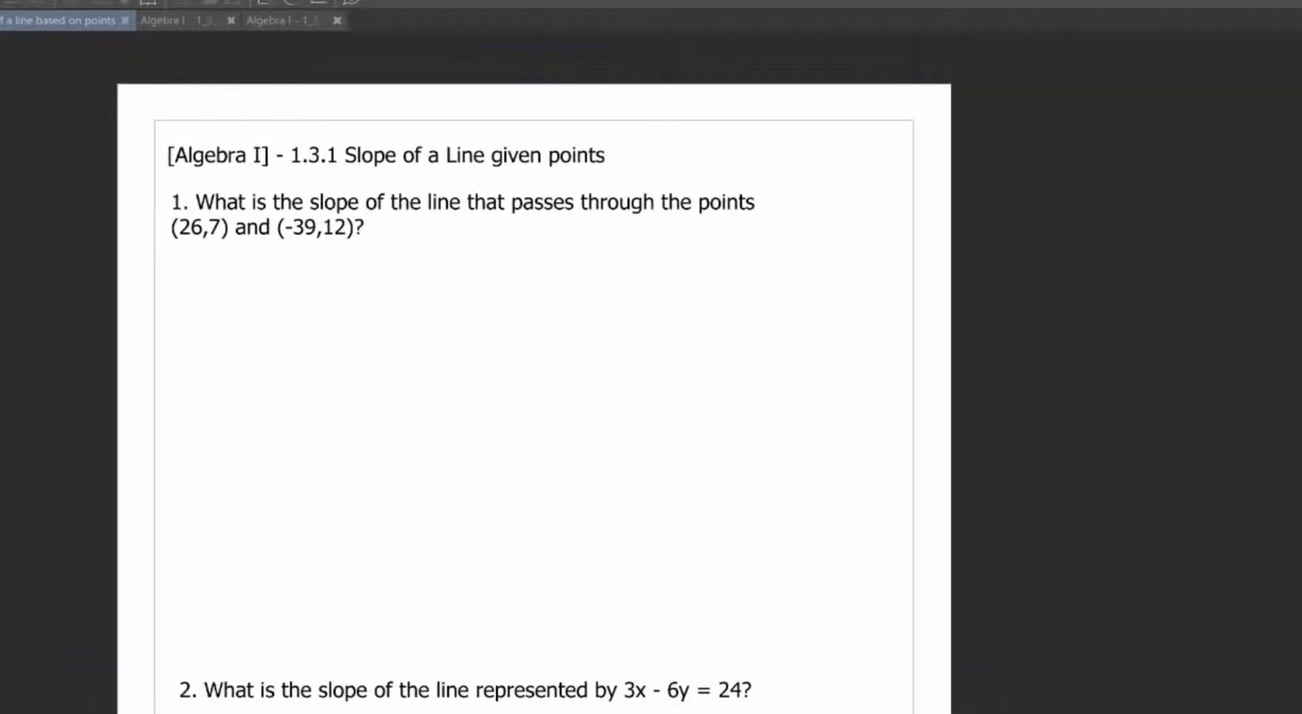Hey everyone, welcome to AC Academy, and today we are going to be reviewing Algebra 1, Section 1.3.1, slope of a line given a certain amount of points. Okay, let's step into it.